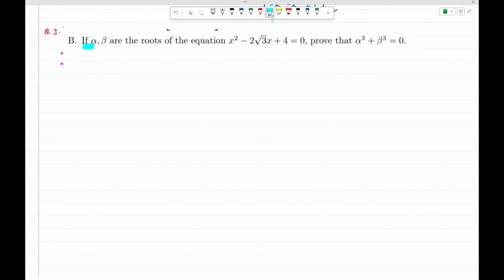So we are given that alpha and beta are roots of this quadratic equation, and we want to prove this relation between the roots alpha and beta. It's a cubic relation. So to begin with, we'll first determine what alpha and beta are going to be. So we are going to use the quadratic formula. So we can say that here a is 1, b is -2 root 3, and c is 4. So therefore, by using the quadratic formula, which is -b plus minus square root of b square minus 4ac over 2a.